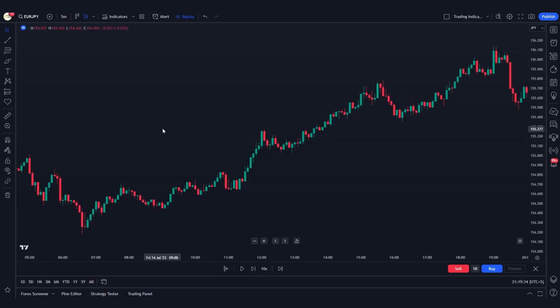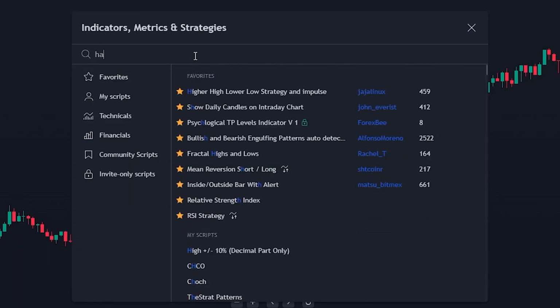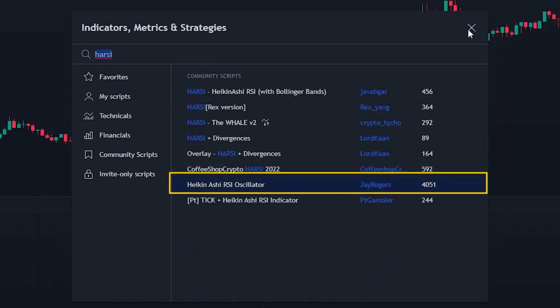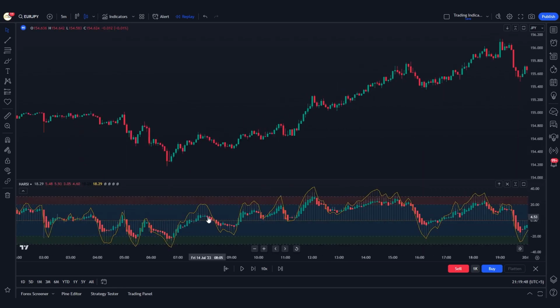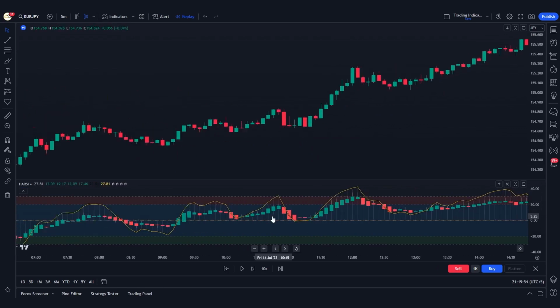So first of all, let's go ahead and add the indicators that we're going to need for this strategy. And for that, let's go towards the indicator tab. And here we're going to search for Heiken Ashi RSI, and we're going to add this one by Jair Orders to the chart. Now, once the indicator is added, we can see that the indicator is plotting these Heiken Ashi candles along with these regions that we can see on the chart. Now, let's see how this indicator works.